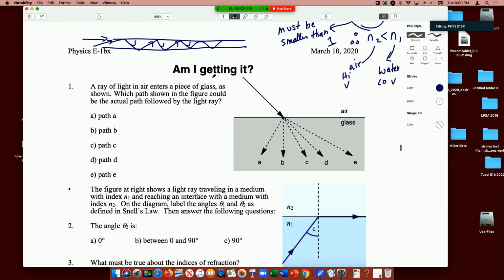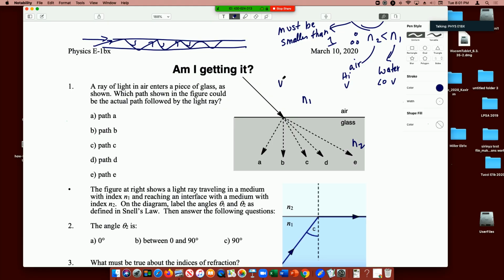So, okay, let's go through these. You've got a ray of light in air that enters a piece of glass, as shown. Which path shown in the figure could the actual ray path be? So here, this is N1. N1 is air. N2 is glass, right? So what would you say about the velocity of the photon in N1 versus N2? Is the velocity higher or lower?